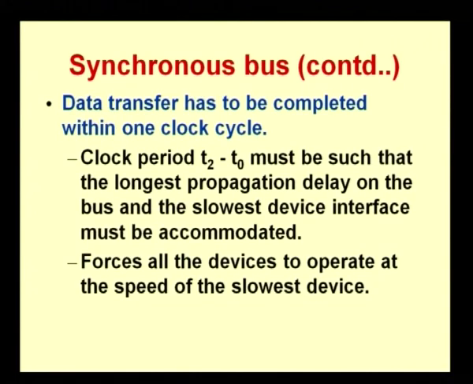So, whichever is your slowest device, that device should be accommodated, and so automatically all the other fast devices will be accommodated. What happens is when we have one common clock that is used by all the devices to transfer data, we have to make sure that the clock is able to accommodate the slowest device. So, it forces all the devices to operate at the speed of the slowest device. This is one point that we need to keep in mind.